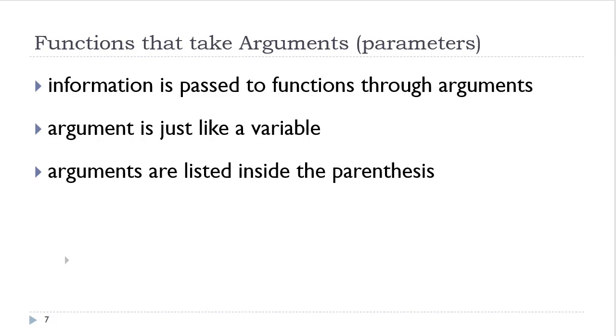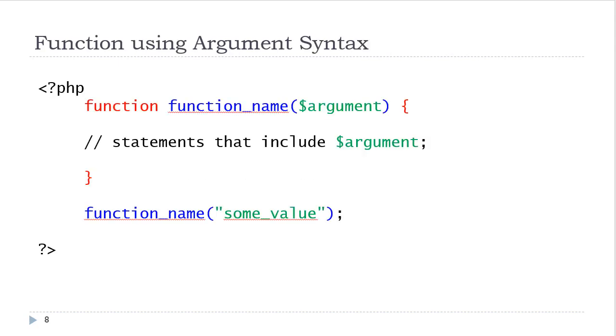Functions commonly take arguments, also known as parameters. An argument is information to that function which is passed through the argument. The argument is just like a variable, and the arguments are listed inside the parentheses. So the argument would hold a value, and that value would be passed to the function. This is the syntax for a function using an argument. We have the name of the function, and in the parentheses, we have a variable that represents the argument. You can have more than one argument, and they would be comma separated.